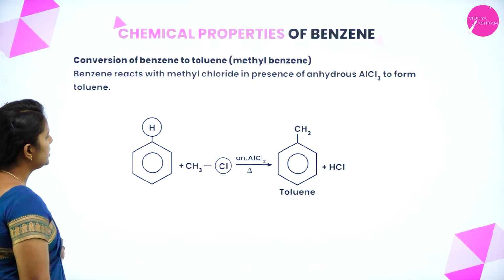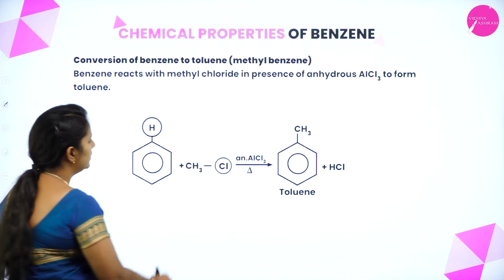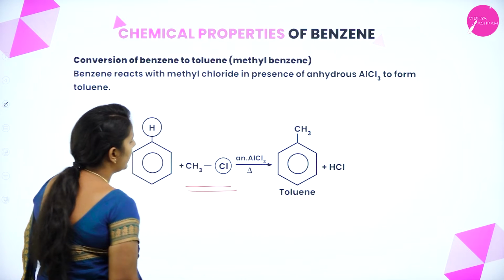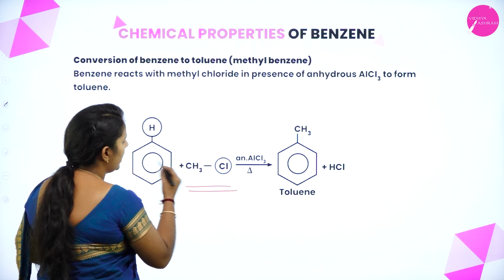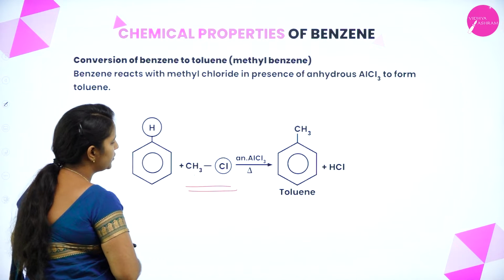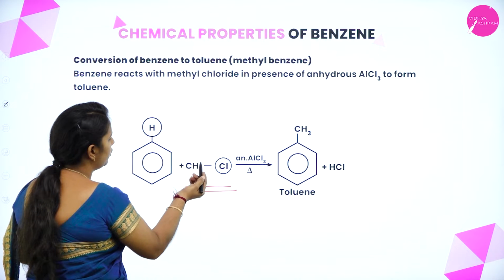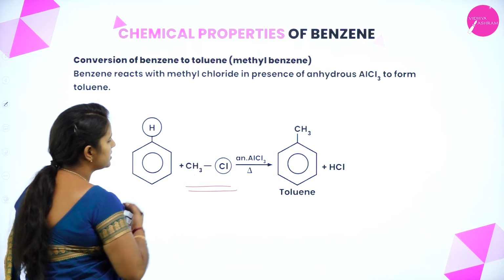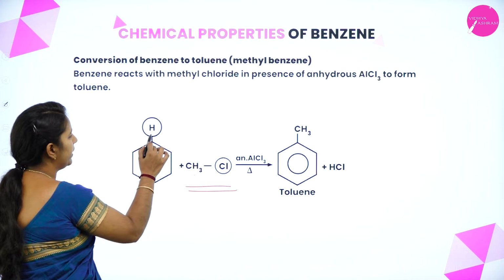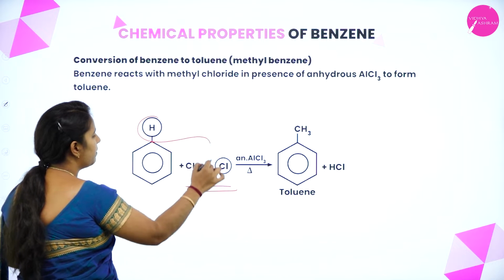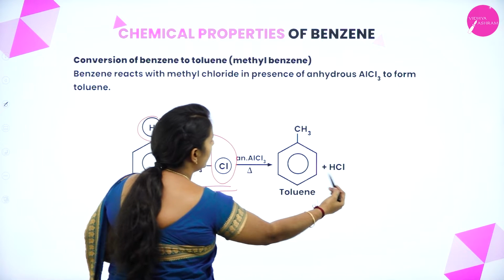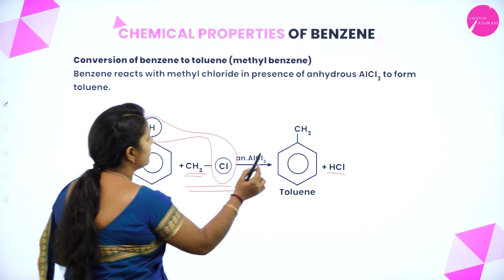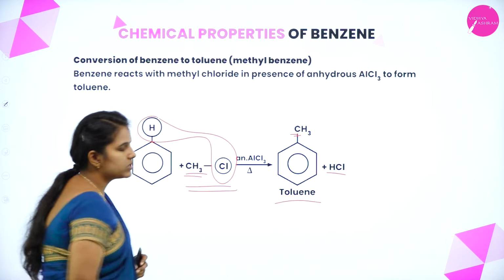So the same reaction I have written by taking the haloalkane, where this is my alkyl group and this is my halogen group. What will happen if you treat the benzene ring with CH3Cl in the presence of anhydrous aluminium chloride? The CH3 group will be introduced here, H will combine with Cl and form HCl, and the remaining CH3 will be substituted and form toluene.